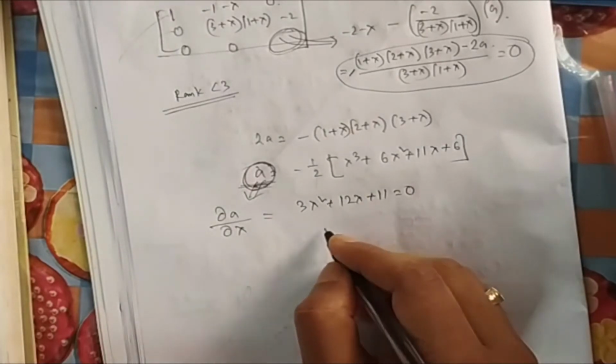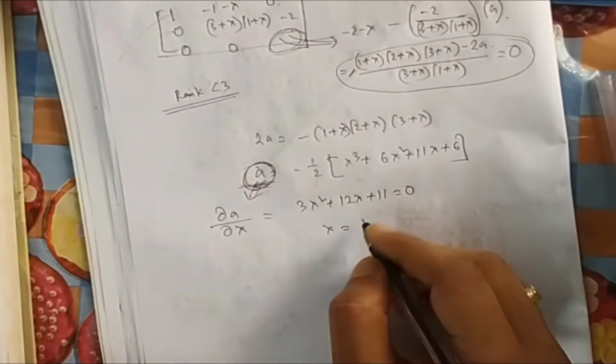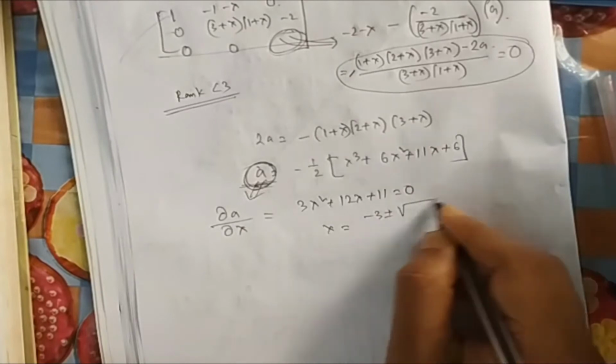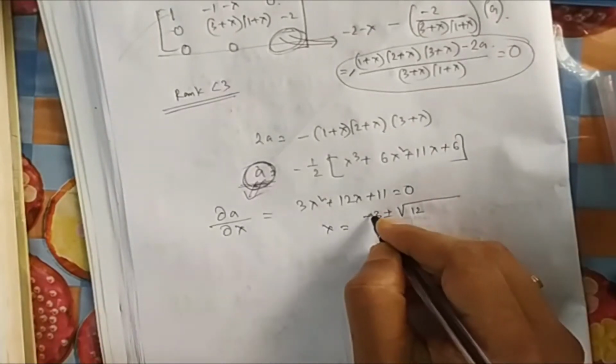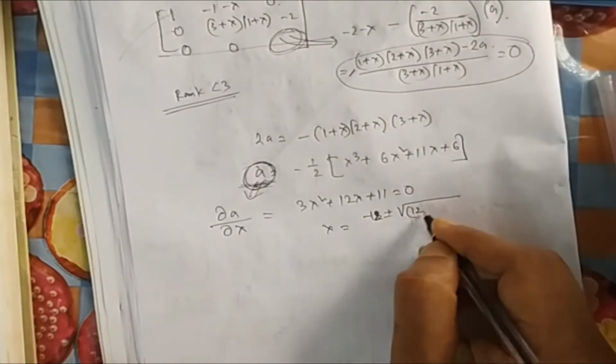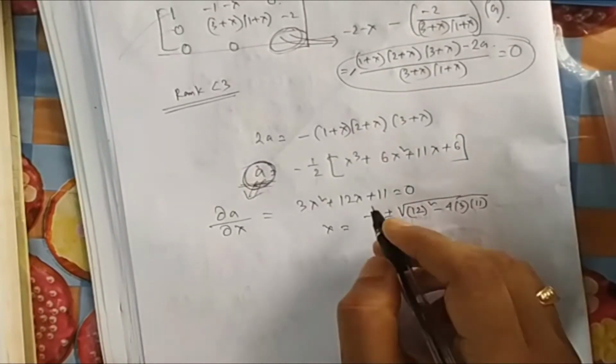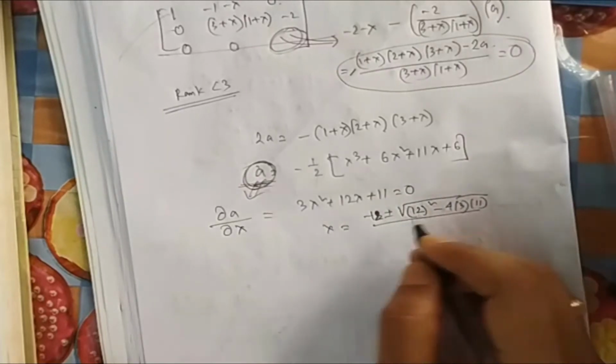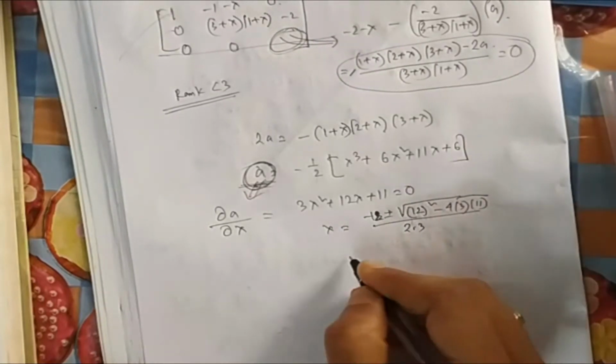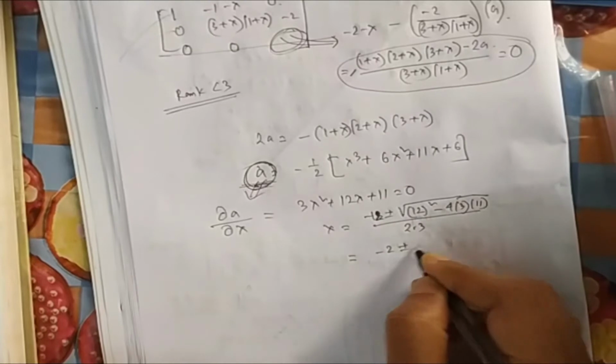Once you solve it using the Sridhar formula, that is minus b plus minus root under b square minus 4ac, with b being 12, it is not factorizing, divided by 2 into 3. If you solve it, you will find it is minus 2 plus minus 1 by root 3.